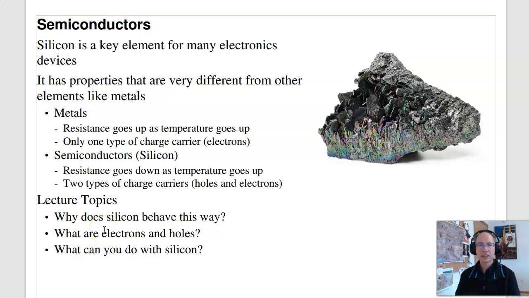In addition, semiconductors have two types of charge carriers. For metals, they only have one type of charge carrier, electrons, whereas semiconductors have two types of charge carriers, holes and electrons. Basically, semiconductors are different than metal. What we're covering in today's lecture is why silicon behaves that way. Also, I want to know what holes and electrons are, and what you can do with silicon.